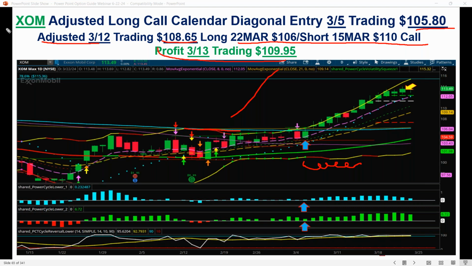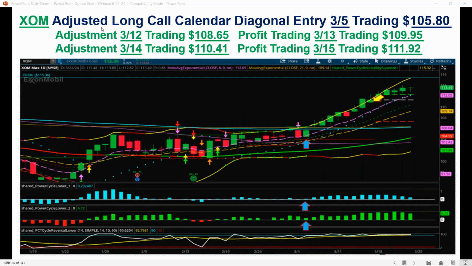Okay, so let me just walk you through the progression of this one. These are great trades. So originally at 105.80, then we did the adjustment on the 12th. It's trading at 108.65. Took some profit on the 13th. It was trading at 109.95. Then we did another adjustment, working it up on the 14th. It was trading 110, and then we took more profit on the 15th, 111.92. So you can see it just working it up. And then we adjusted the balance into a butterfly for a free trade and a big, huge profit.